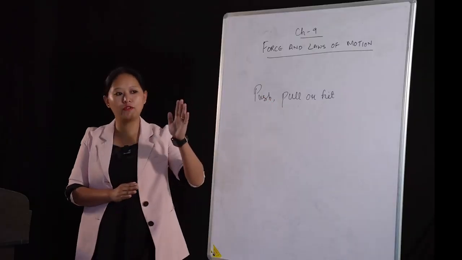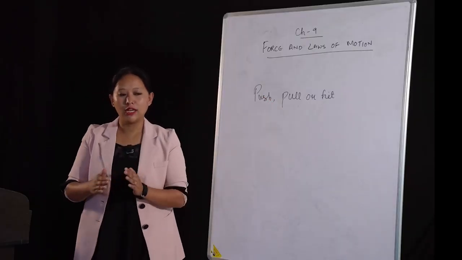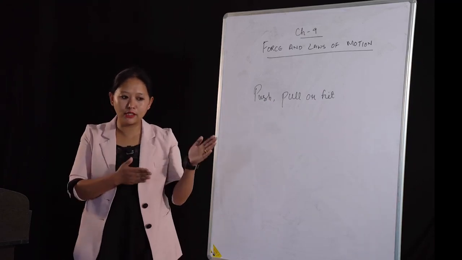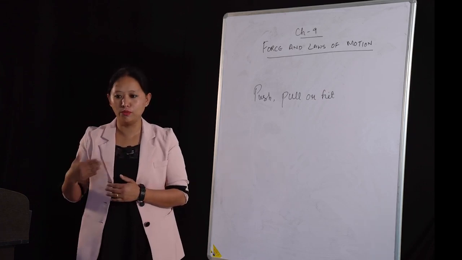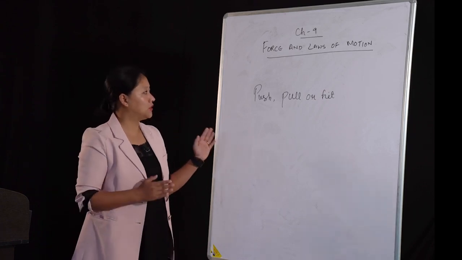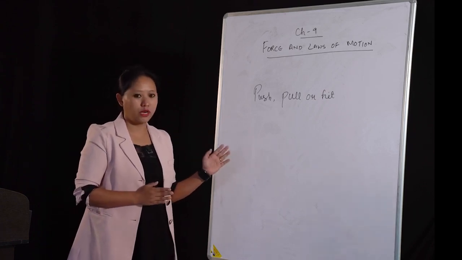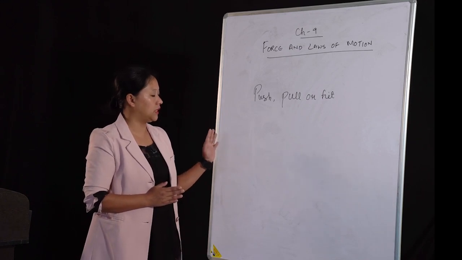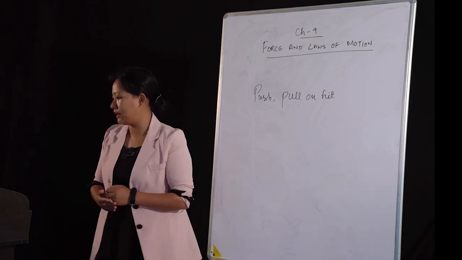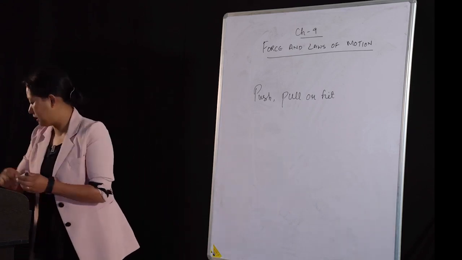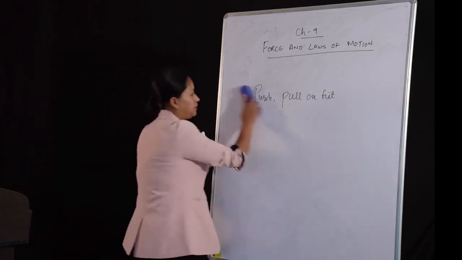So it is because of force that motion takes place. Some external force is needed in order for a stationary object to move. So this is all about force. I hope all of you are clear with the concept of force. Now let us go into the next topic, that is balanced and unbalanced force.